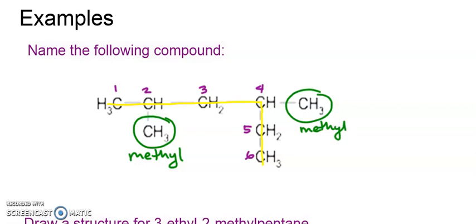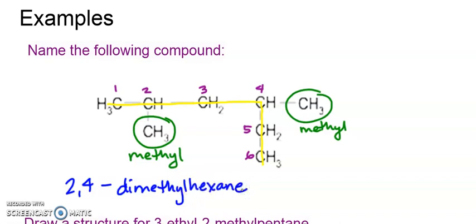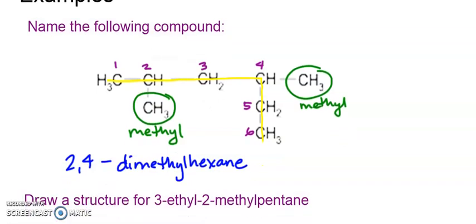So I'm going to start with my numbers for my substituents. So I have 2 and 4. So I'm going to say 2, 4, right? Those are my 2 locations. And then I'm going to do a dash. And I'm going to name my substituents. And there's 2 methyls. So I'm going to say dimethyl. And then I'm going to name my parent chain. No space here at all. So this would be hexane right next to it. So 2,4-dimethyl-hexane.